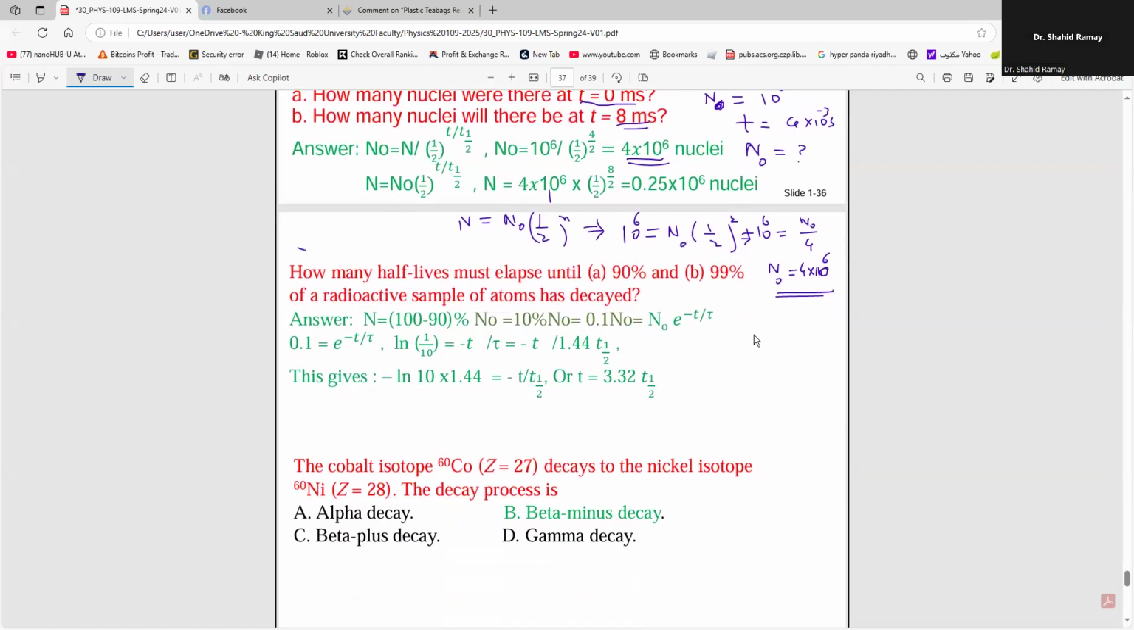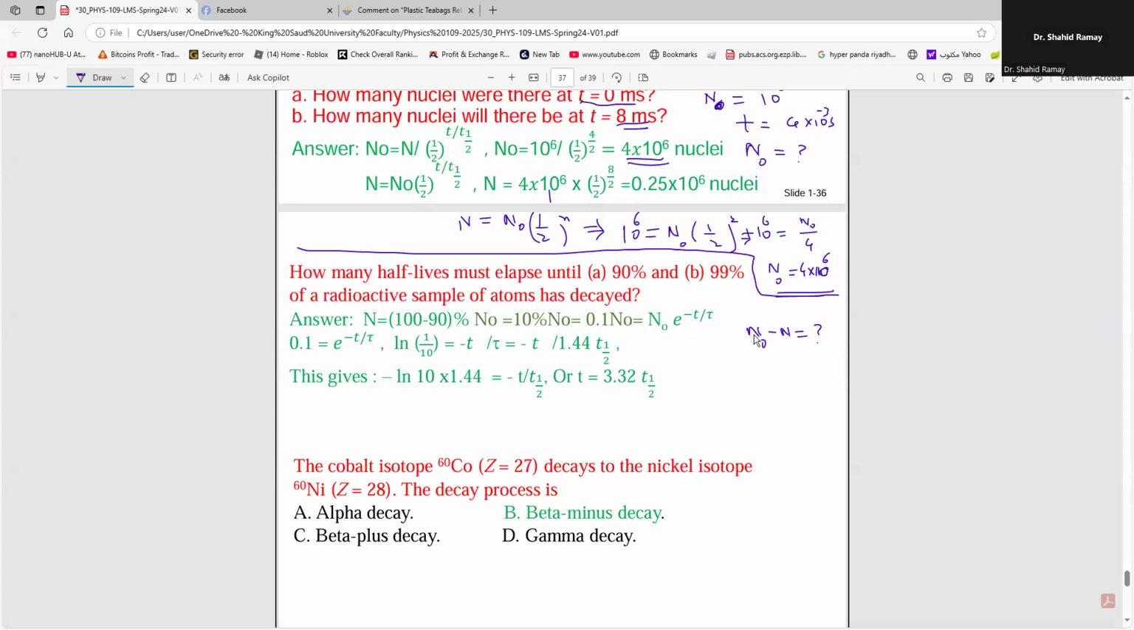This is the problem. How many half-lives must elapse until 90% and 99% of a radioactive sample of atoms has decayed? So we have to find how many nuclei decayed. Nuclei decayed means N naught minus N, which we have to find.